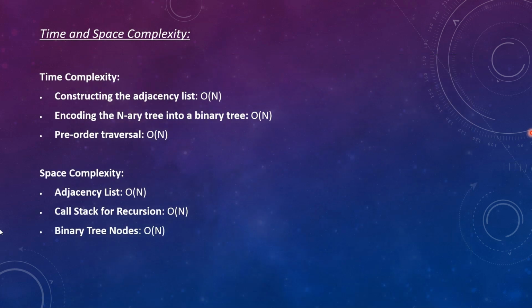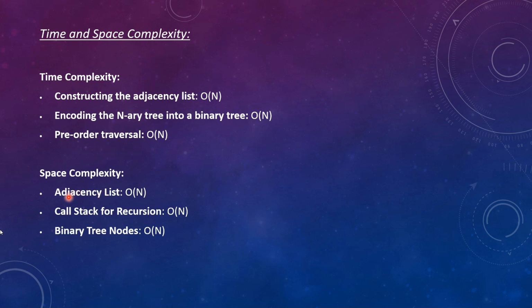Now let's analyze the time and space complexity. The time complexity for constructing the adjacency list is O of n because we iterate through n-1 edges to construct the adjacency list. For encoding the N-ary tree into a binary tree, the DFS is called once for each node in the N-ary tree. Since each node is processed once and we recursively traverse its children and siblings, the time complexity is O of n. Preorder traversal also visits each node exactly once, resulting in O of n time complexity.